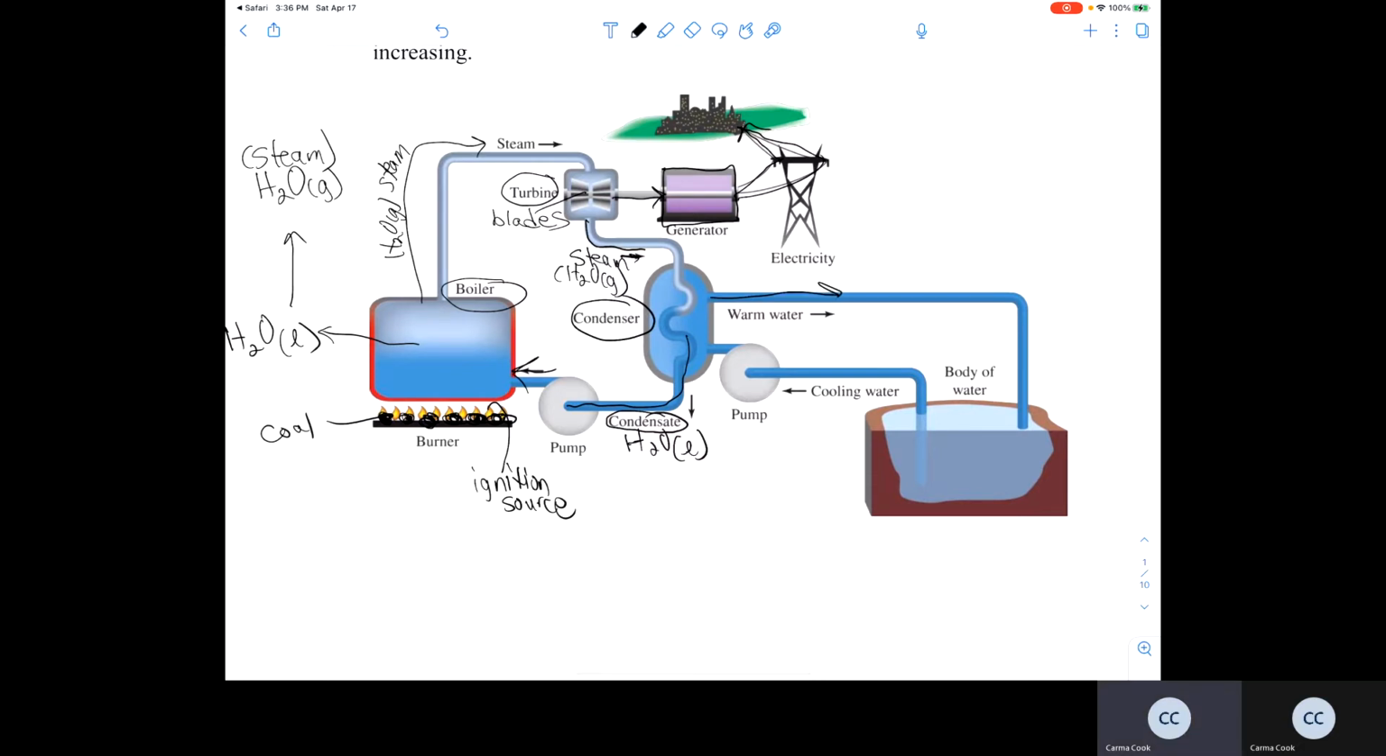And then other amounts of the condensed warm water, which we call the condensate, because it's very, very warm, it's sent to a large body of water where it can cool off. And then the cooling water is then pumped back into the condenser.